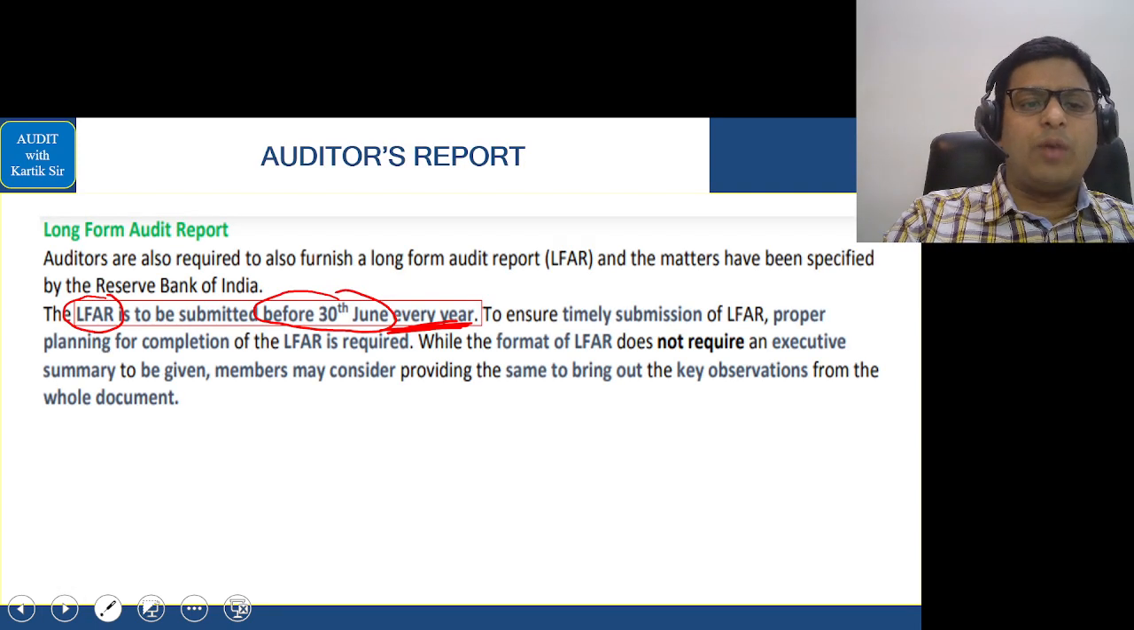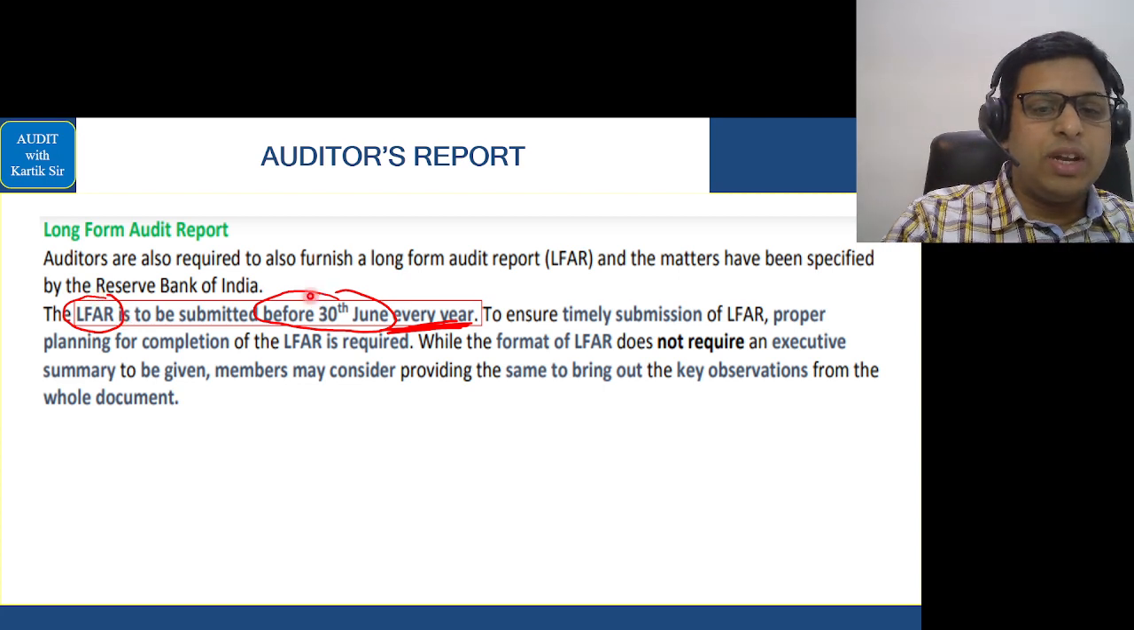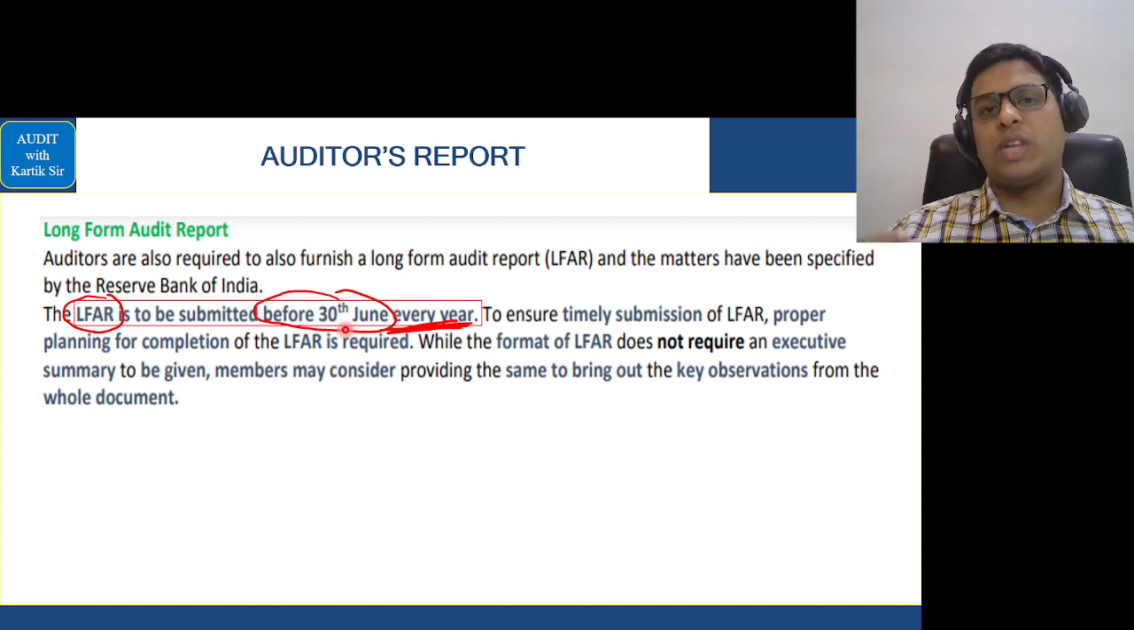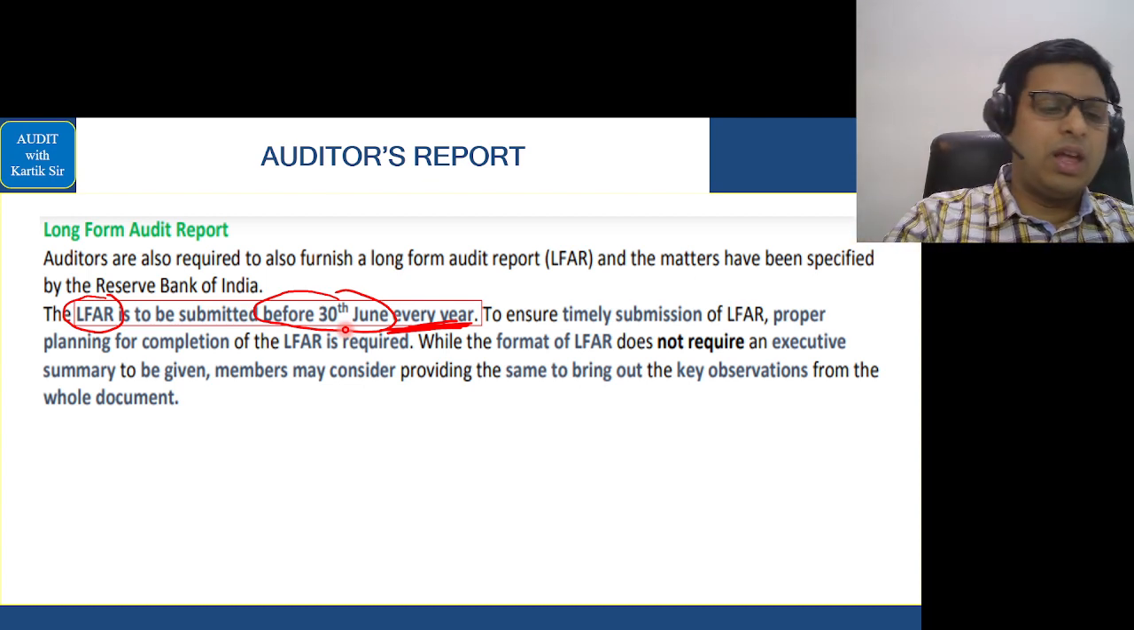You can read it. Come to this part, LFAR, long form audit report. Long form audit report, you have to remember a date, that is, it should be made before 30th June every year. So LFAR should be submitted before 30th June every year. Simple. Let's go further.